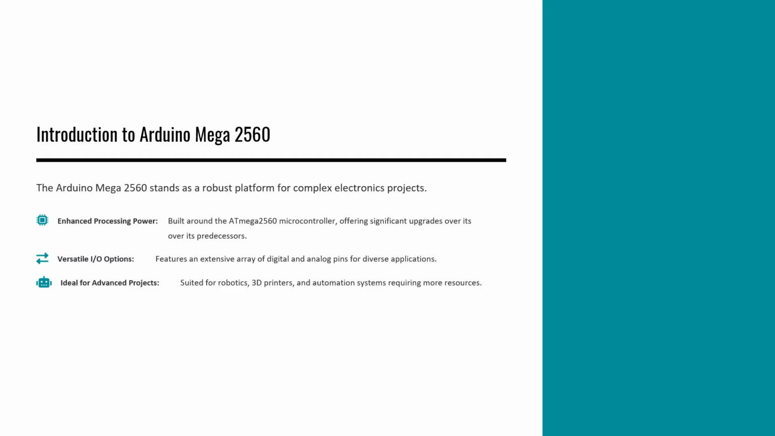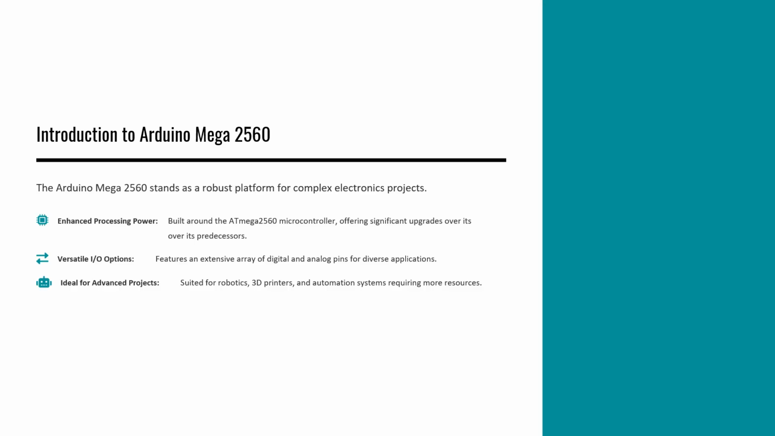Introduction to Arduino Mega 2560. The Arduino Mega 2560 is a high-performance microcontroller development board designed for projects that require more memory, more pins, and more communication interfaces than smaller boards like the Arduino UNO. It is built around the Mega 2560 microcontroller, which provides greater computational capability and hardware resources.